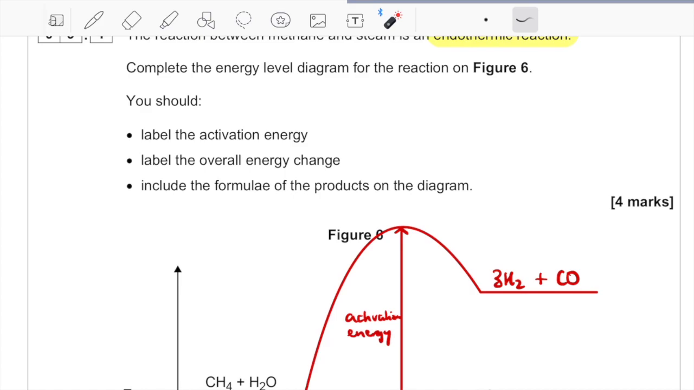It's exactly the same with the energy change. Here it's the difference between the beginning and the end. So you've got to make sure your arrow starts in the right place and finishes at the right place. Your arrow has to start at the same height as your reactants and must finish at the same height as your products. And that is 4 marks. And in many respects, that's an easy 4 marks.